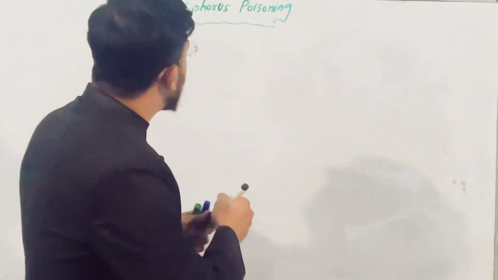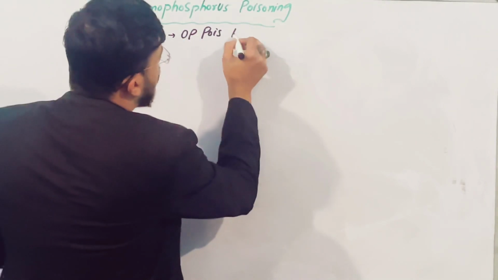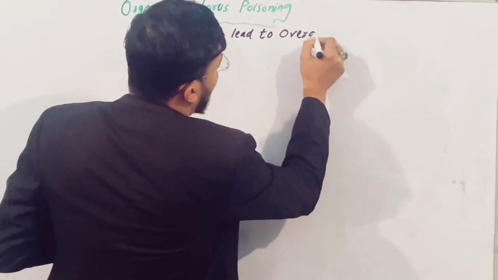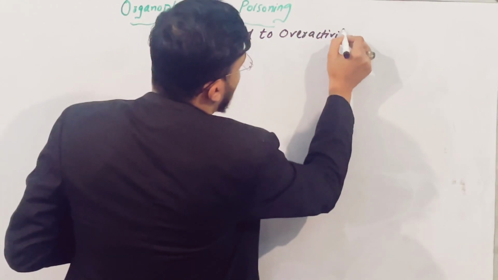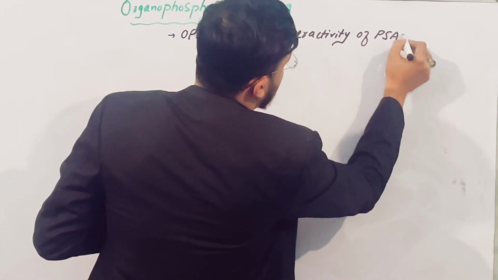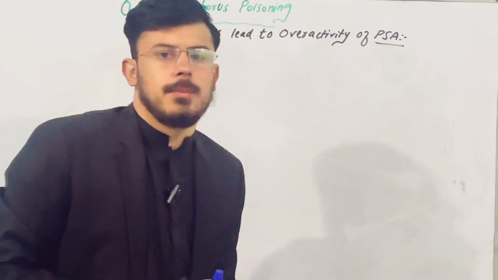So it is very important. Organophosphorus poisoning leads to overactivity of the parasympathetic system. But how? Now let's talk about the mechanism of action.